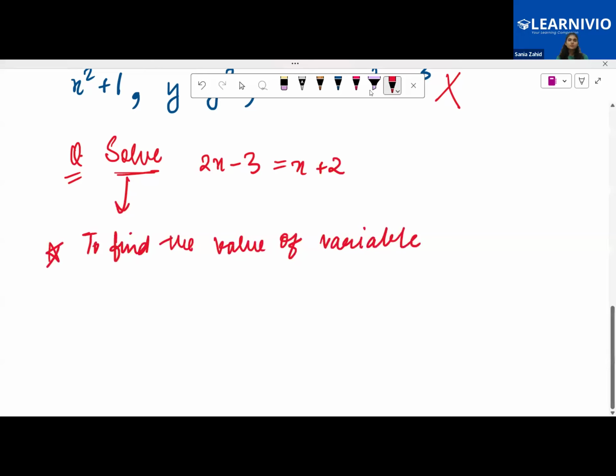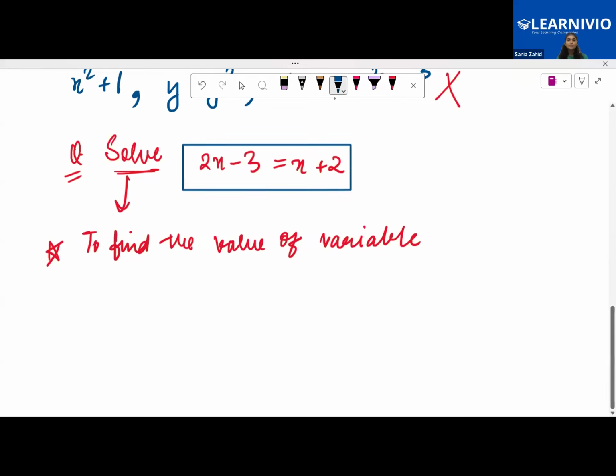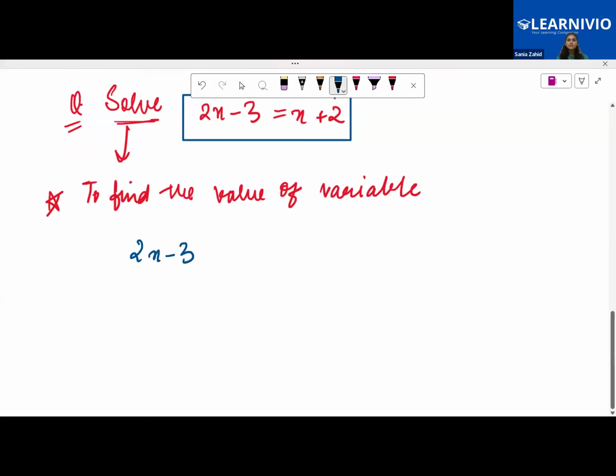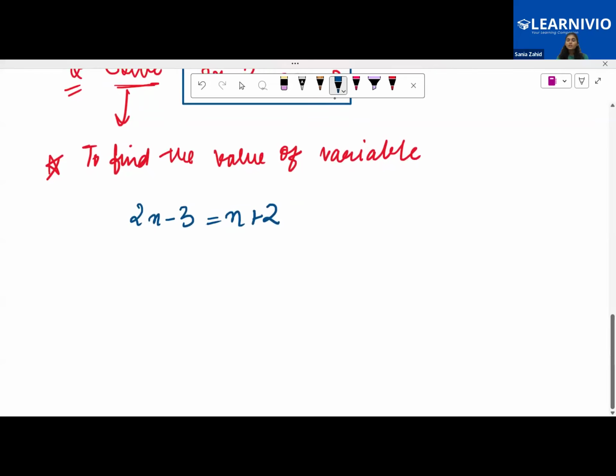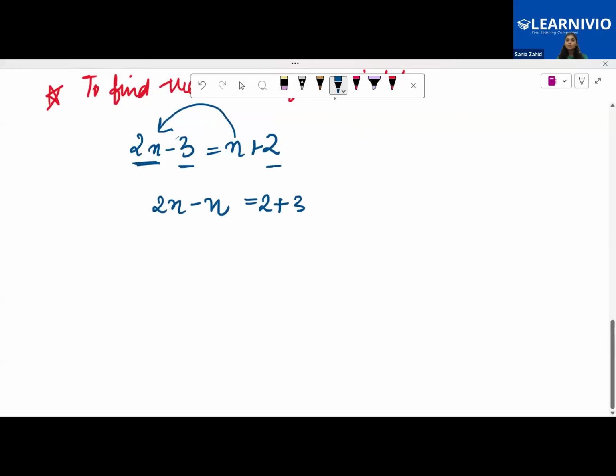Understood? So over here we have 2x minus 3 equals x plus 2. How will you solve? Your approach will be to bring all the terms which have the variable together. We have four terms: 2x, 3, x and 2. The variable terms are 2x and x, so we transpose x over here. You'll have 2x minus x, and it will give you 2 plus 3. When you transpose numbers to the other side, you reverse their signs. So what is 2x minus x? It is x. And what is 2 plus 3? It is 5. That means the value of x is 5.